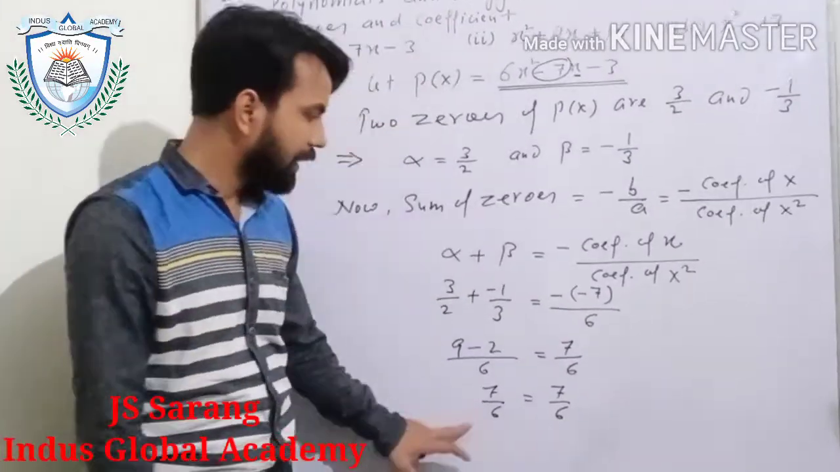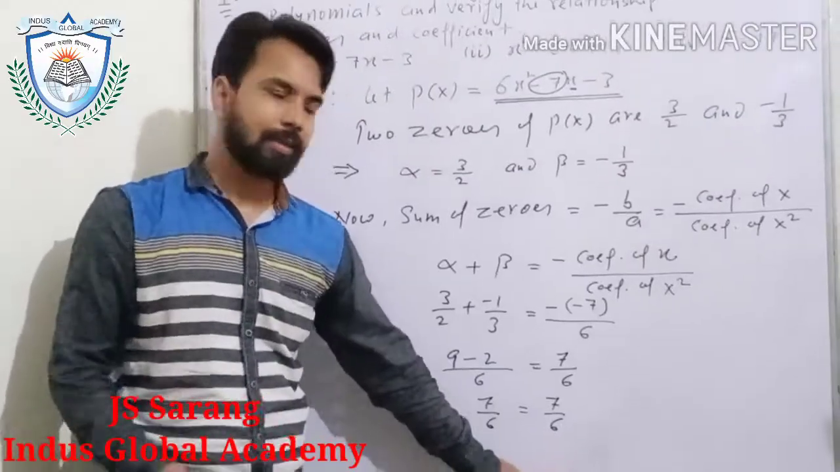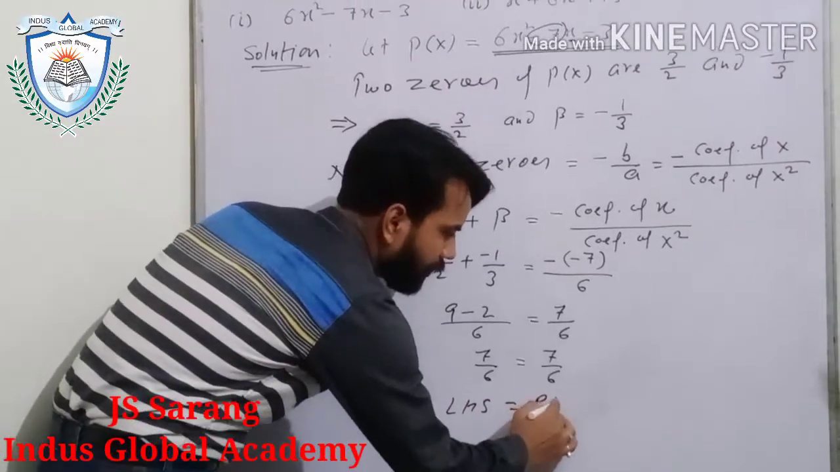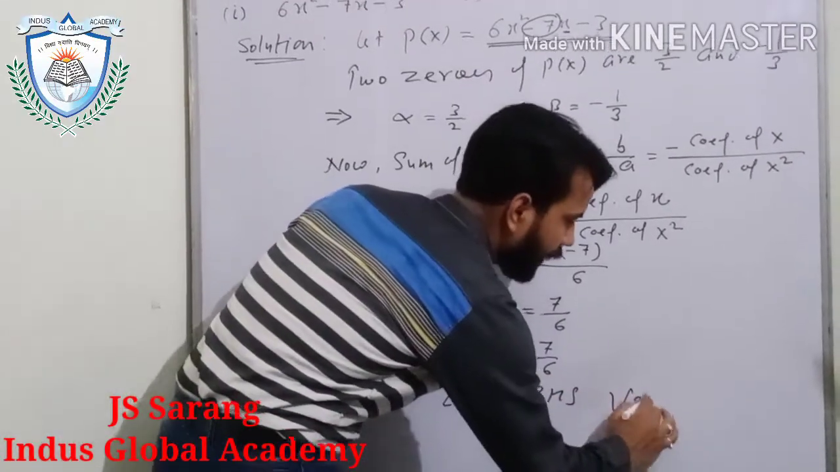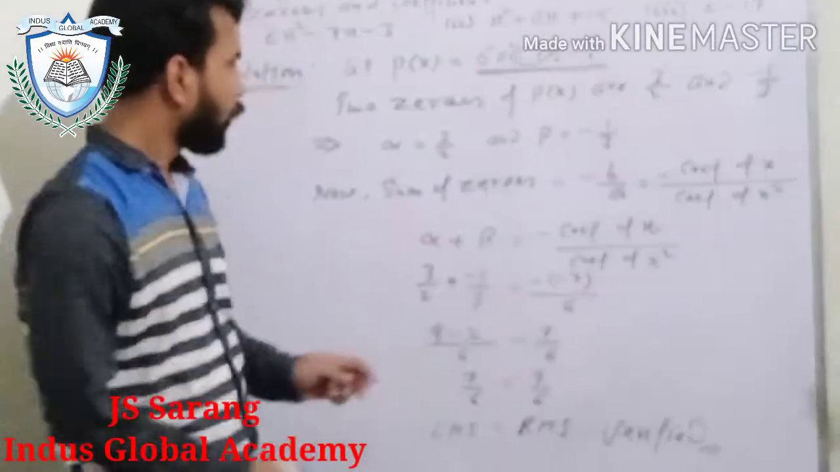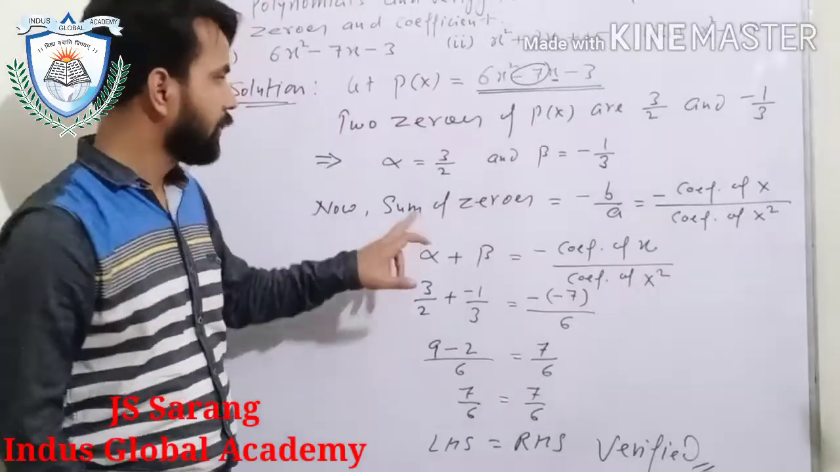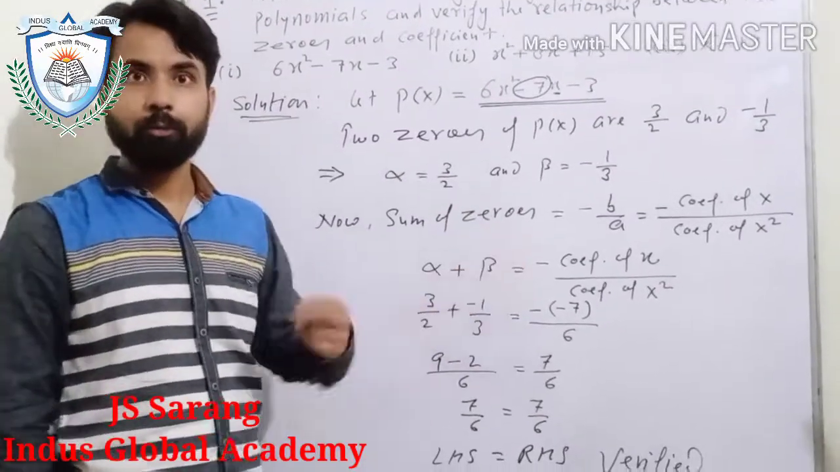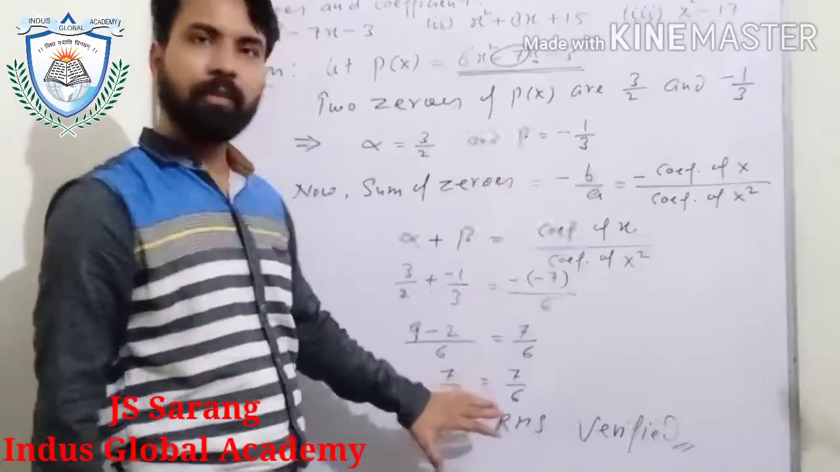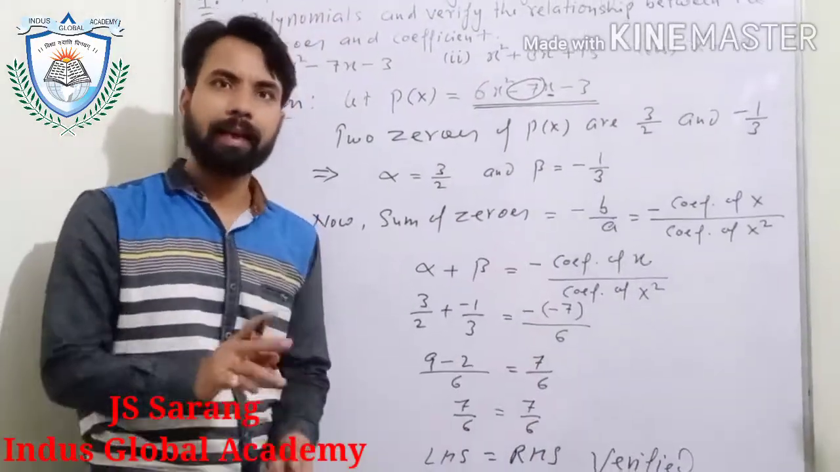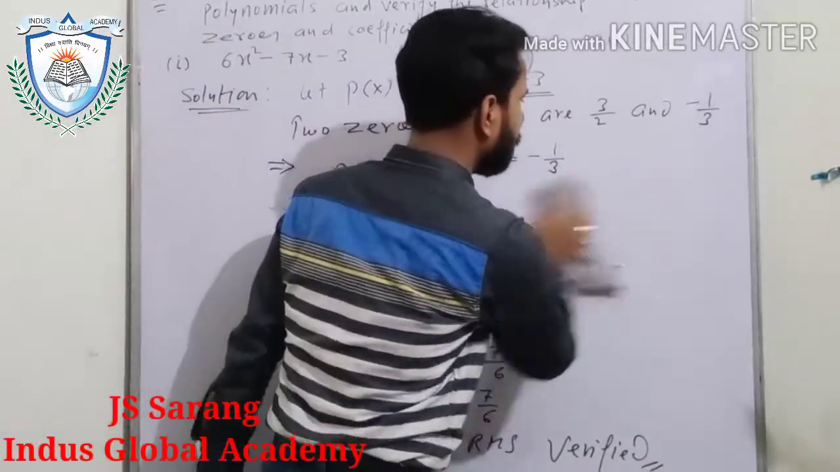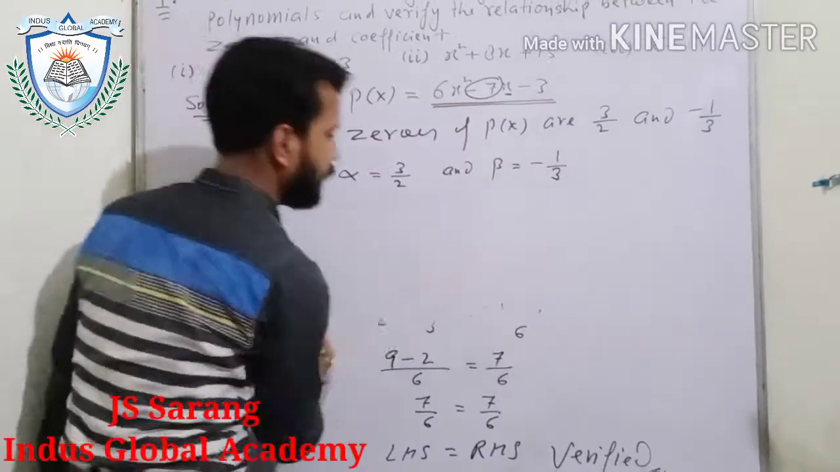So here LHS is equal to RHS. Hence LHS is equal to RHS. Hence it is verified. Is it clear? So here only the first formula is verified, the sum of zeros. But there are two formulae. One is the sum of zeros and another is the product of zeros. So the sum of zeros we have verified here. Now I am taking the second formula, product of zeros.